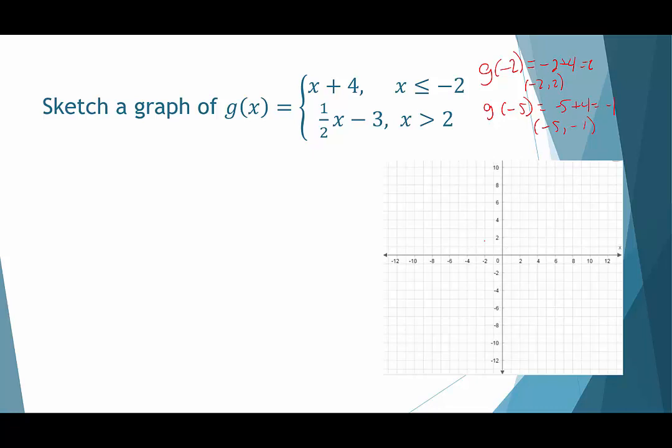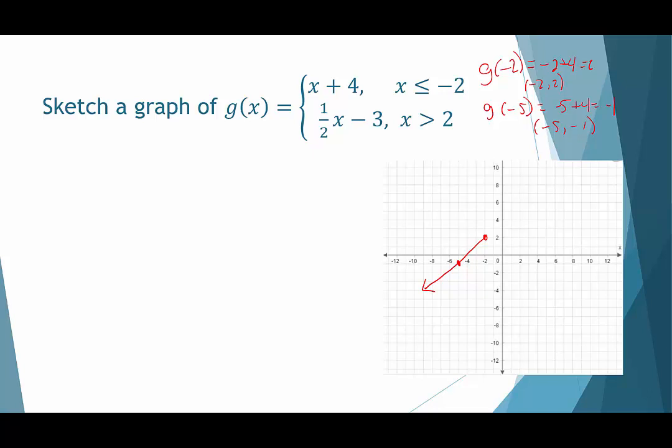(-2, 2) is included, so we get to use a closed circle. (-5, -1) is down here. And remember, the graph ends at -2 and it only goes to the left, so it's going to go this way. Now for our second piece, we have 1/2 x minus 3 when x is bigger than 2.